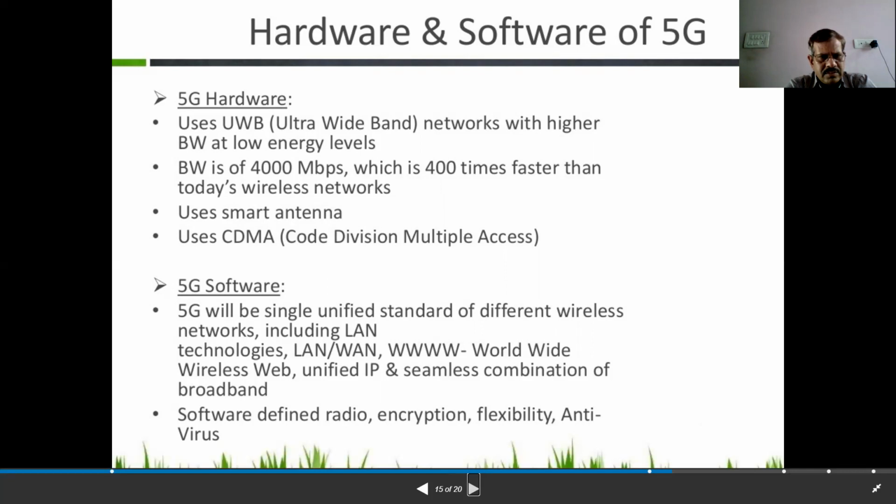Next is 5G software. 5G will be a single unified standard of different wireless networks, including LAN, WAN, and WWWW, world wide wireless web, unified IP, and seamless combination of broadband. And software defined radio, encryption, flexibility, and antivirus. So these are some hardware and software for 5G.